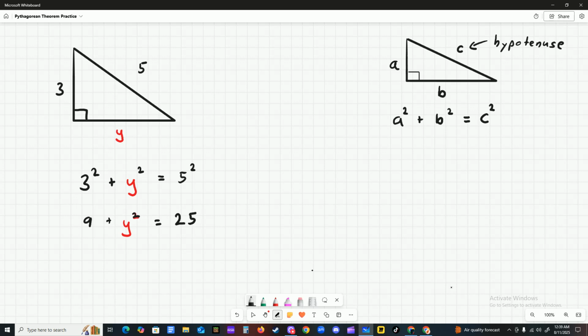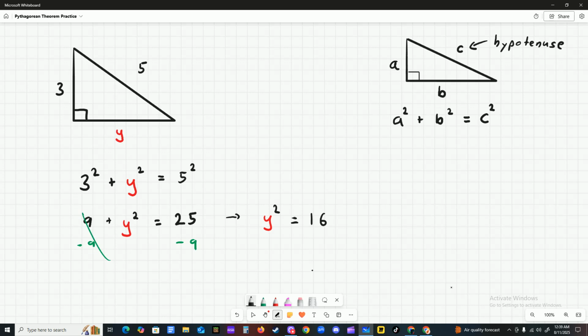Cool. Now we need to get the y squared term by itself. We're adding a 9, so I'm going to subtract the 9 from both sides. So that goes away. So our next equation now is going to be y squared is equal to 25 minus 9. 25 minus 9 is equal to 16.